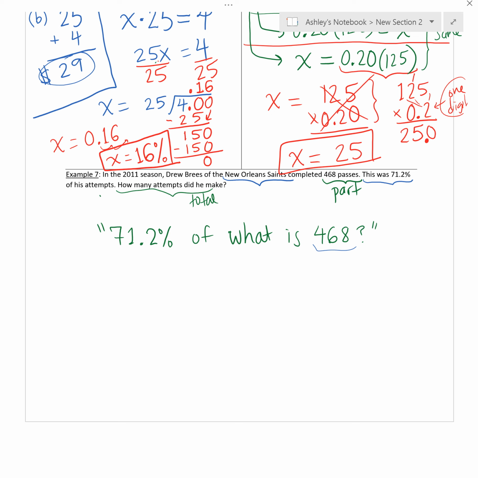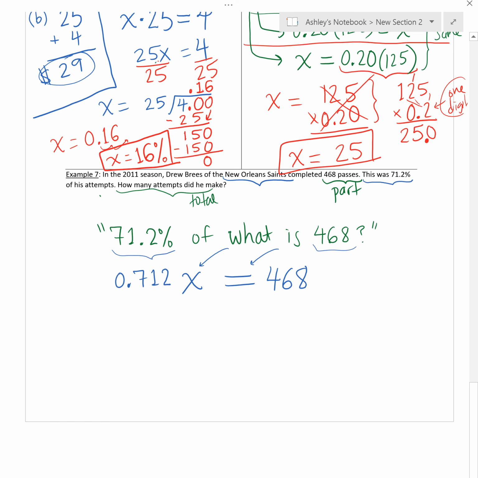Now we're ready to translate it into an equation. From left to right, the very first thing I see is this percent. But remember, you got to change it into a decimal. If I move that decimal point twice to the left, it's going to be directly in front of the 7, so it'll be 0.712. Of means multiply. What is the variable x? You can put a multiplication symbol between them, but I usually just write them next to each other. The word is means equals, and then 468 I'll just write. It's already a number, so it's perfect.